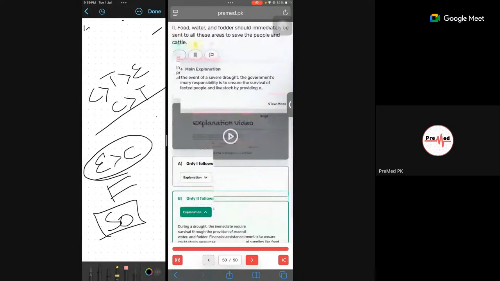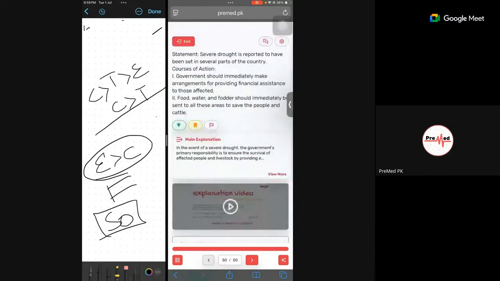Now we have our next and last MCQ: severe drought is reported to have set in in several parts of the country. What is a drought? Government should immediately make arrangements for providing financial assistance to those affected, and food and water should immediately be sent to all these areas to save the people and cattle. According to the first one, at this stage financial assistance is not that required; what is required is food, water, and these things. So the second option is the correct one.